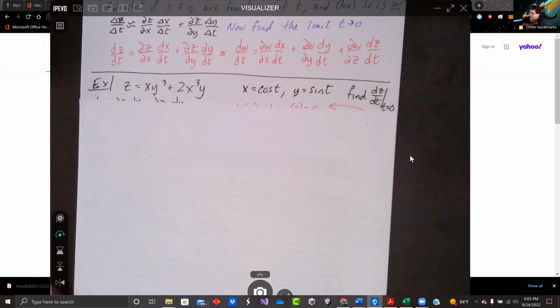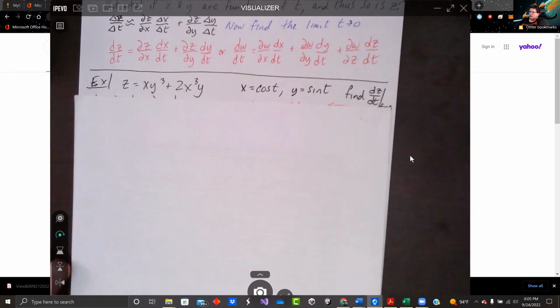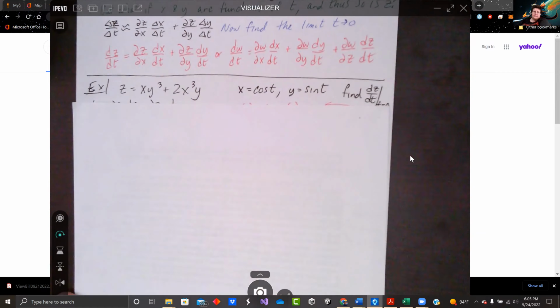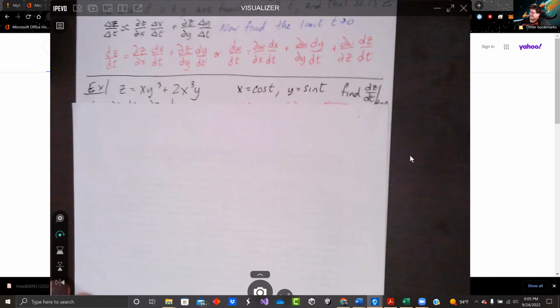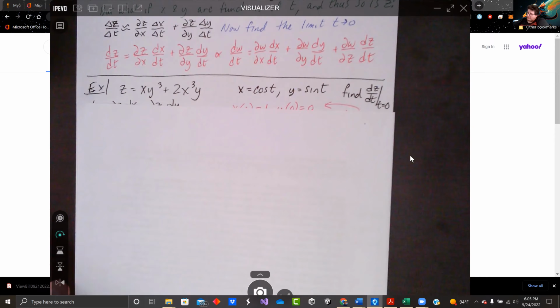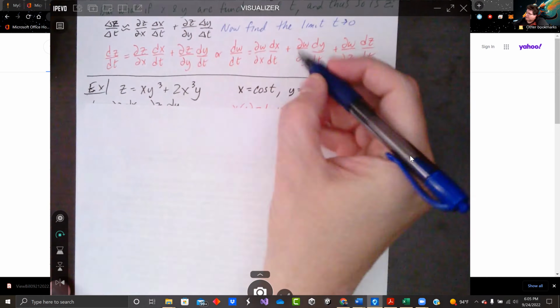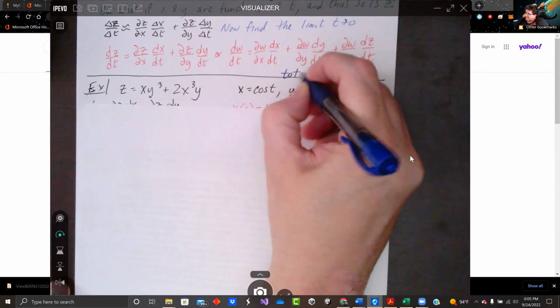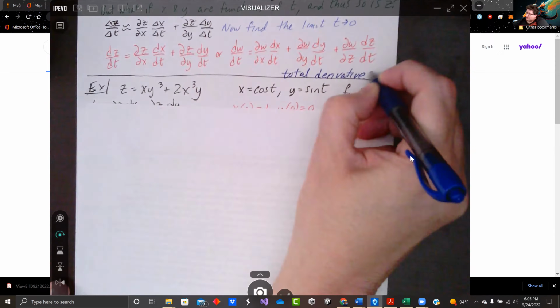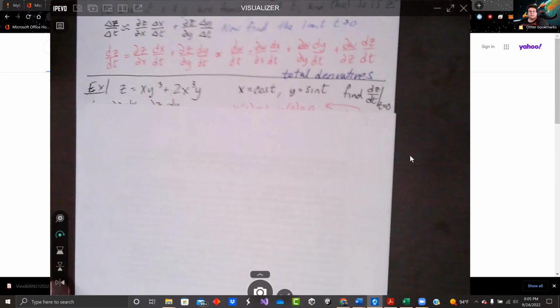Sorry, I had to clear my throat. We have z equals xy cubed plus 2x cubed y. x equals cosine t, y equals sine t. We're going to find dz dt evaluated at t equals 0. dz dt is called the total derivative. I'll make a note of that right here. These are called total derivatives, whereas the individual components are the partial derivatives.